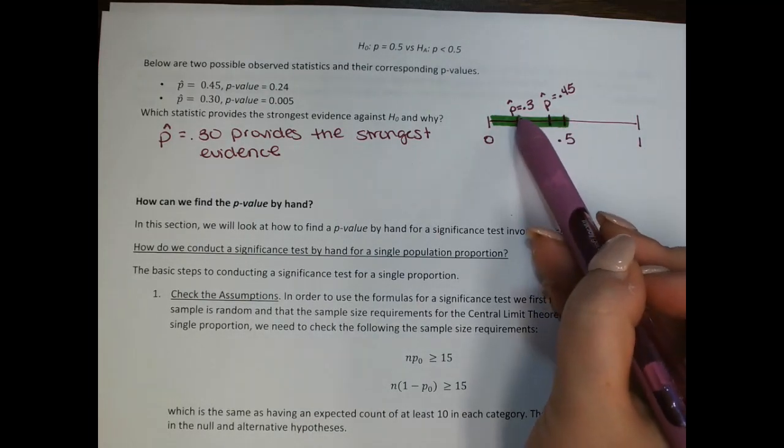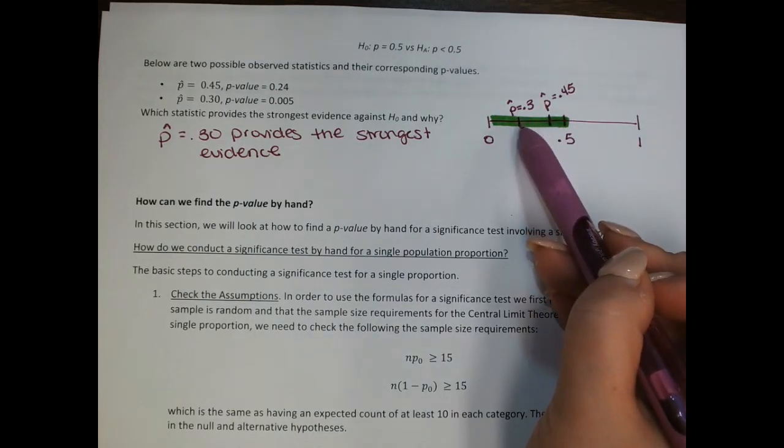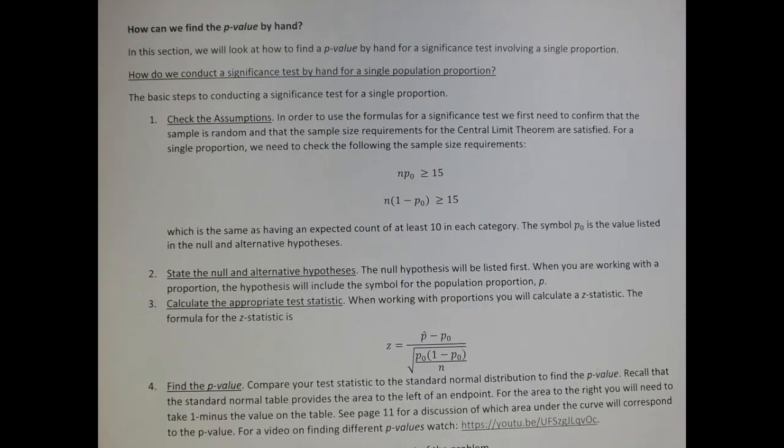So far up to this point, I've given you the p-values. Now we're going to see how to calculate them by hand. How can we find the p-value by hand? In this section, we will look at how to find a p-value by hand for a significance test involving a single proportion. How do we conduct a significance test by hand for a single proportion? Below, we have the basic steps for conducting a significance test for a single proportion. We're going to go through each of the steps generically, and then we're going to look at several examples together.